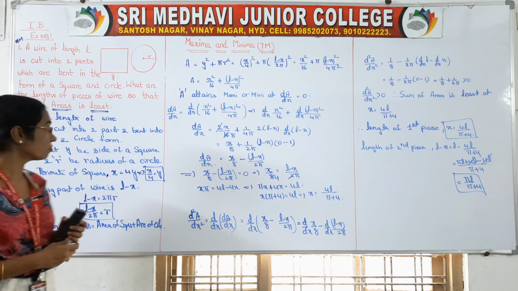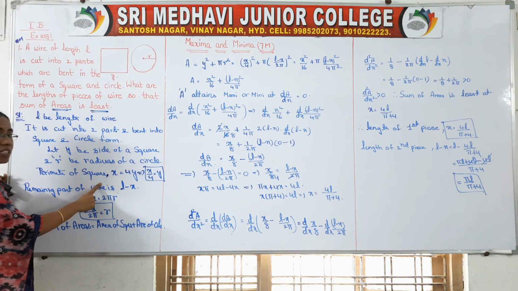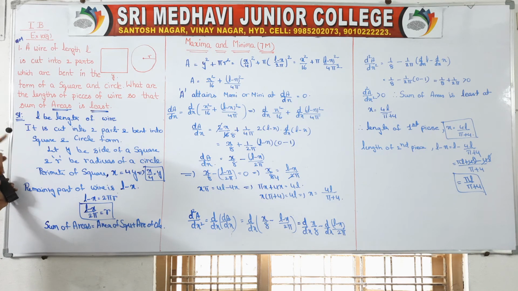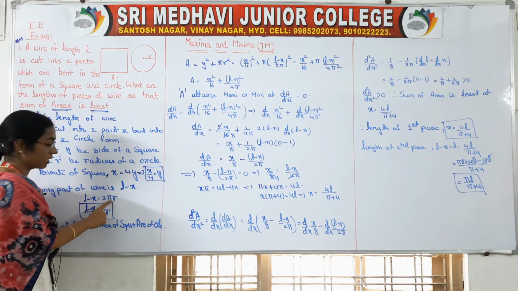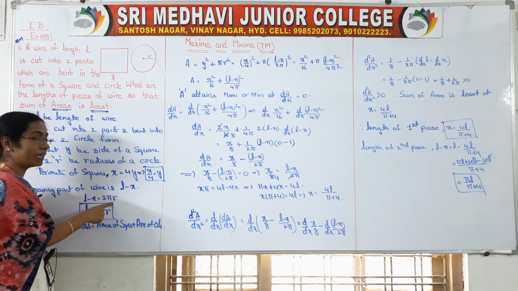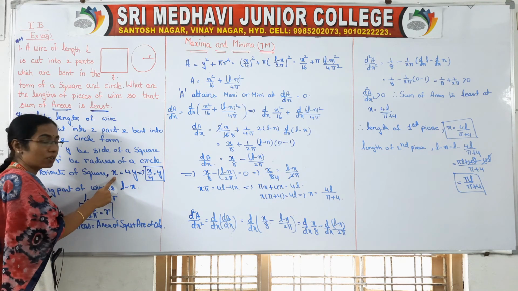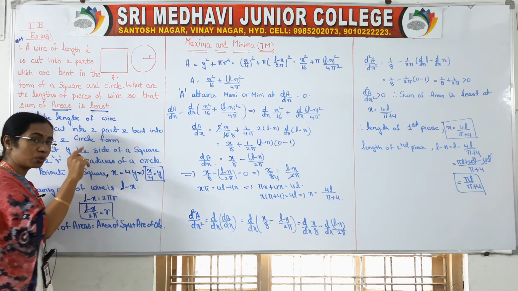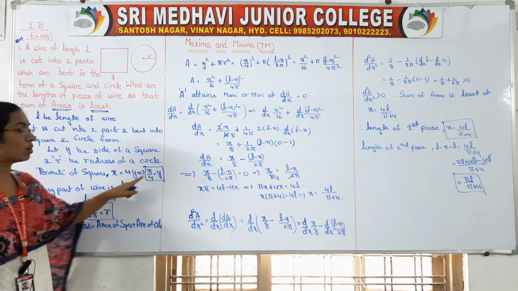Be careful while taking the formulas. The perimeter of the square is the total outer length, and the circumference of the circle is 2 pi r. With L minus x, the second part, we made that circle, so 2 pi r. With the first part we made the square of side y, so 4y is the total length. With that we got our r value and y value.